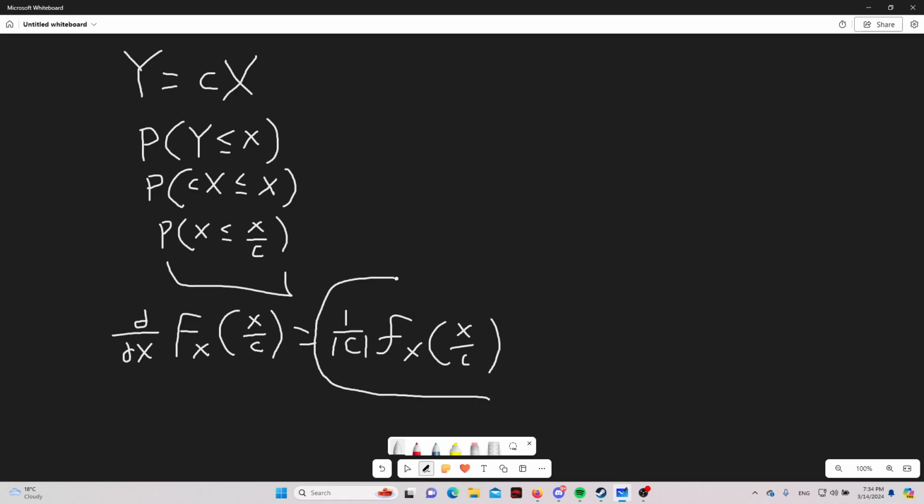All right, so this is the probability density, or the distribution, of multiplying a constant by some random variable. And again, in our case, our random variable is normally distributed.